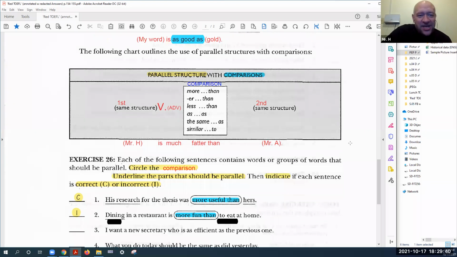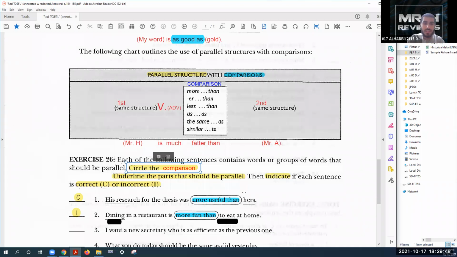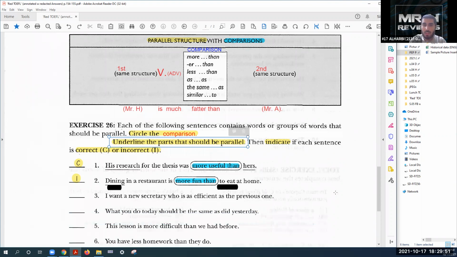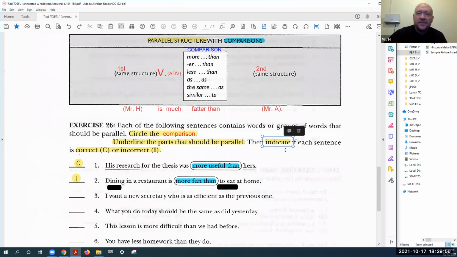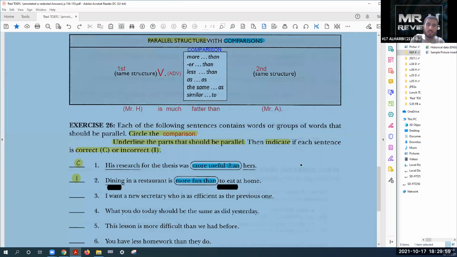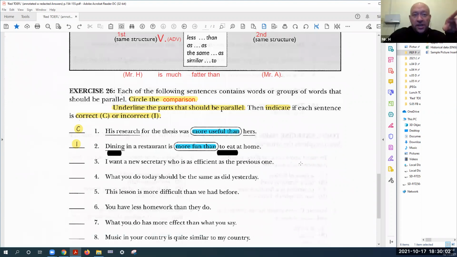All right. So exercise 26. Harbi. Circle the comparison. Underline the parts that should be parallel. Then indicate correct or incorrect. So I'm not going to circle here. I'm going to highlight the comparison, okay? So do you want to explain, Khalid? Number 1: His research for the thesis was more useful than hers. Begin with the comparison. Tell us. More useful than.